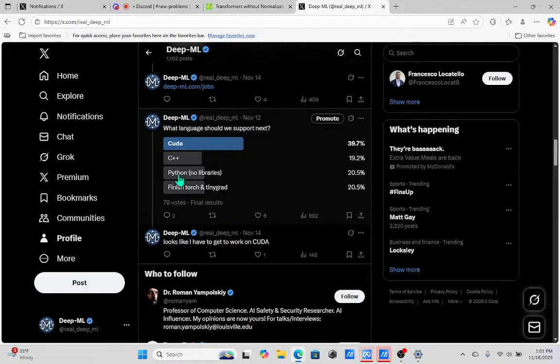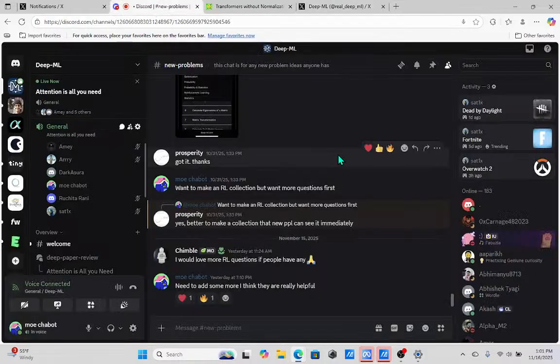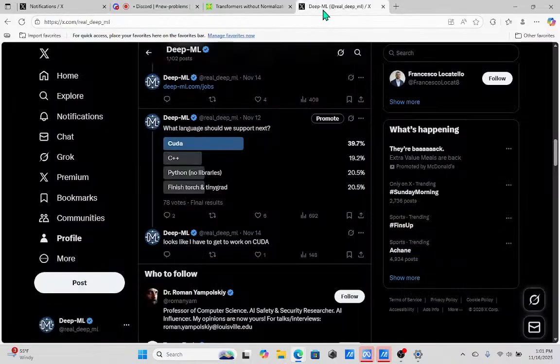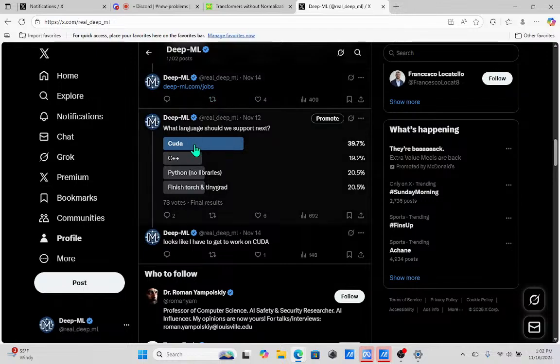Then people want me to finish TinyGrad, and then people want me to work on C++, but I could do the same poll in Discord and see if there are any different results. Maybe add them all together. Just to be clear, you are saying that people want Python but without any libraries, right? Yeah, that one should be pretty easy, but I have to convert the questions, I guess. They want CUDA, Python with no libraries, finish PyTorch and TinyGrad, and C++ last.